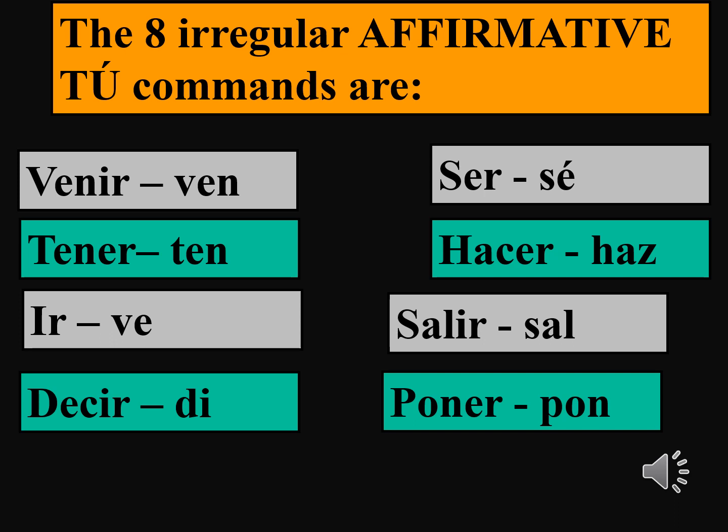So now that we have the basic forms down, here are the 8 irregular affirmative tú commands. So these are very common because these verbs are very common, and they don't obey that rule that we just got done talking about with hablar, comer, and beber, etc., vivir. These are 8 verbs, and you have to learn their tú command forms. Venir, ven. Come, ven. Tener, ten.